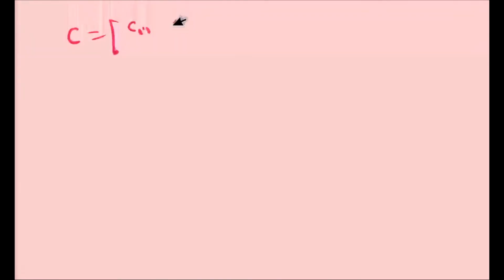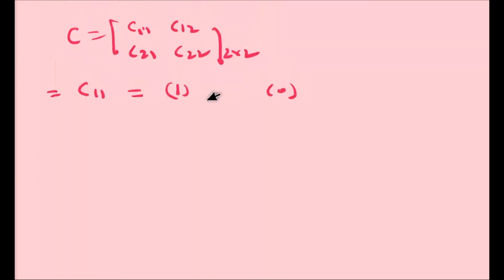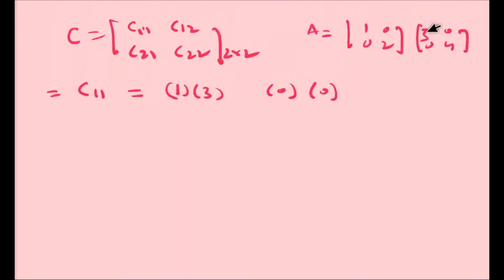C11, C12, C21, C22 of 2 into 2 order. Let us define C11, that is the first row of A and first column of B. Here A and B, so that you can see very well: 1, 0, 0, 2 and 3, 0, 0, 4. First row 1, 0 and first column 3, 0. What we get here? 3.